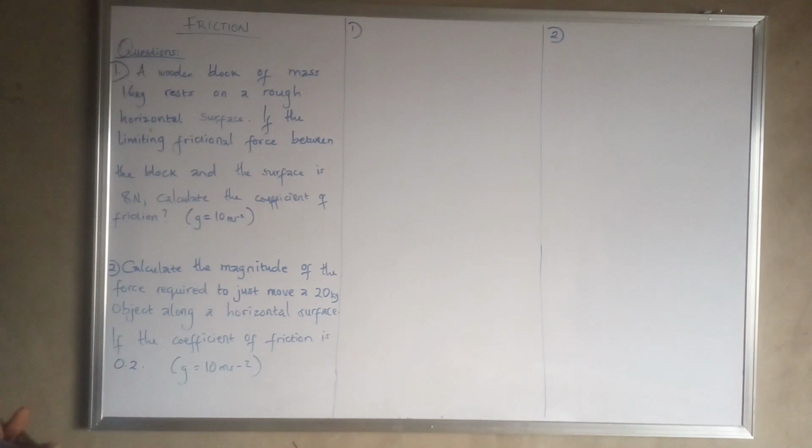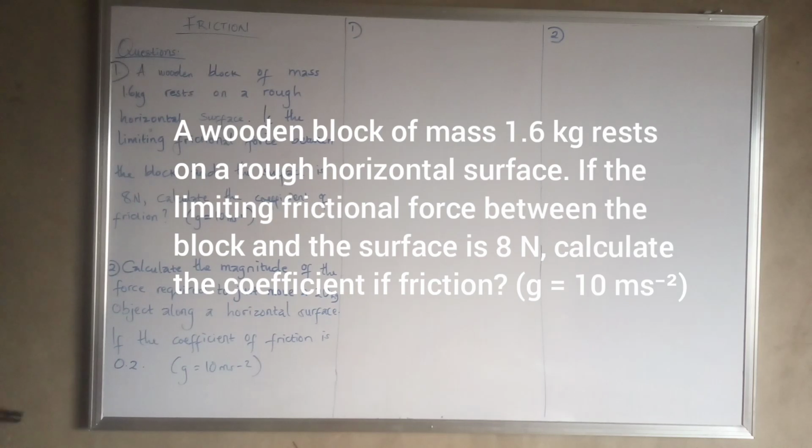Here we have some questions on friction. The first question says, a wooden block of mass 1.6 kg rests on a rough horizontal surface. If the limiting frictional force between the block and the surface is 8 Newton, calculate the coefficient of friction, given that gravity is equal to 10 meters per second squared.